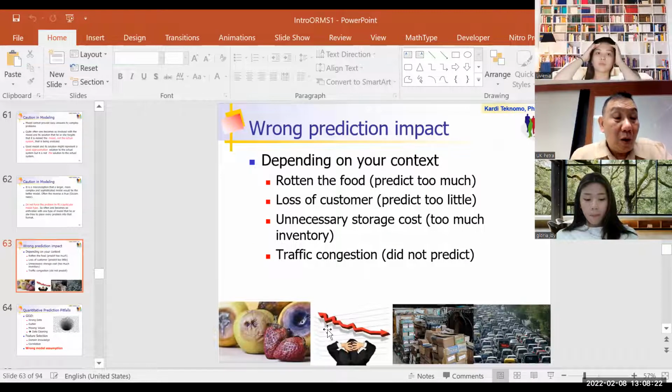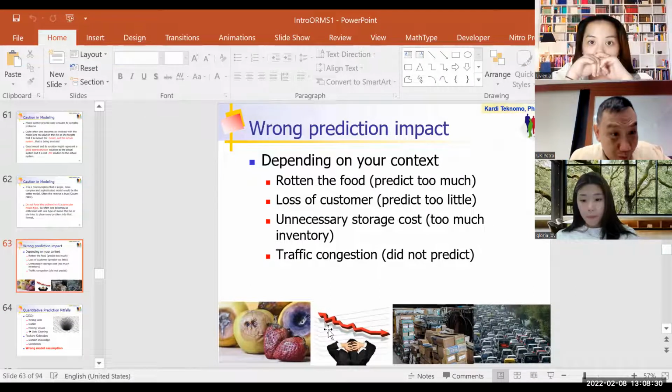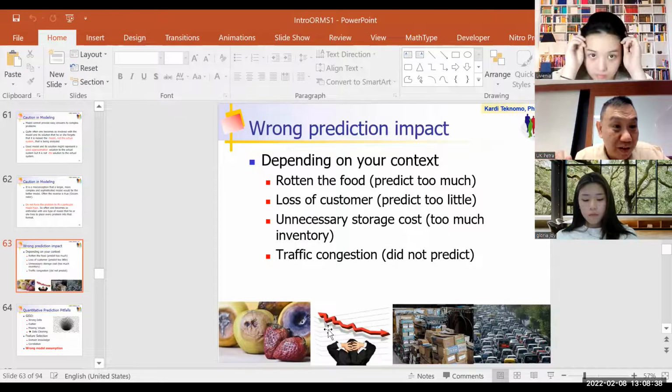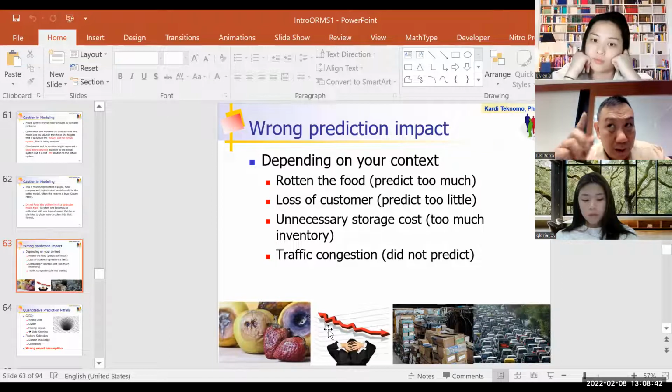Oh, what is the consequence of a wrong prediction? That depends on the context, right? For example, a simple prediction like the food in the refrigerator, what is the expiry date? You mispredict that, then the food becomes rotten. Then you will get sick, right?